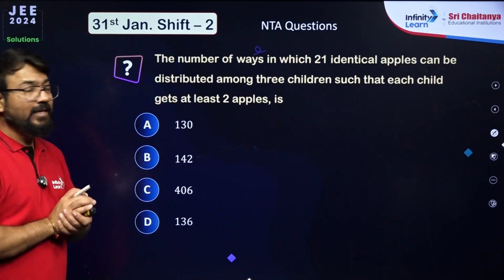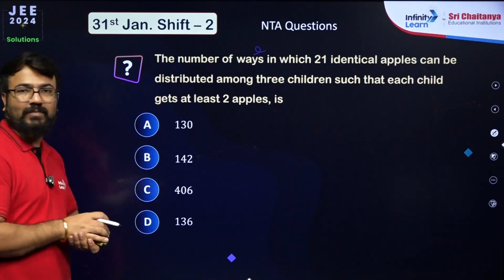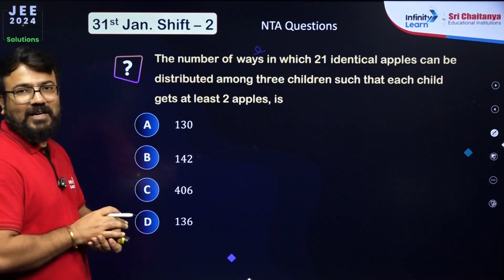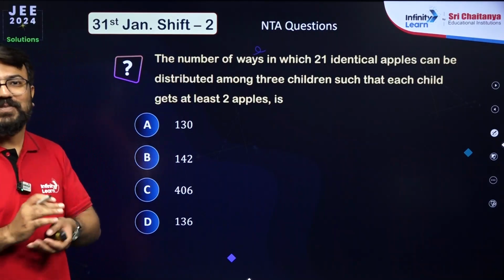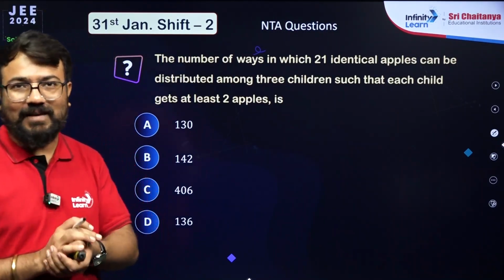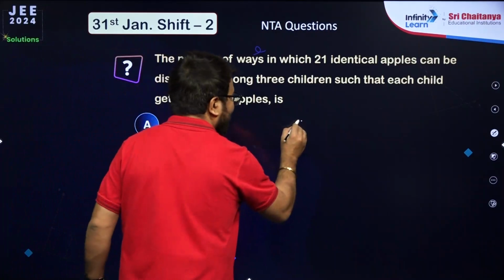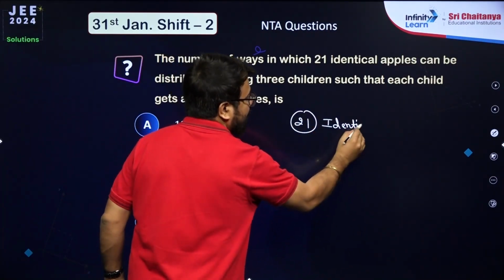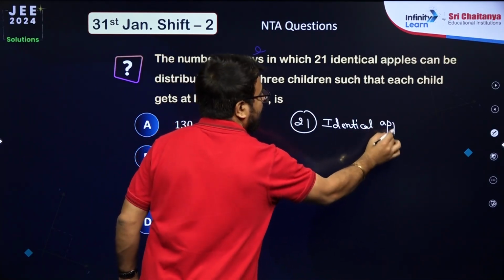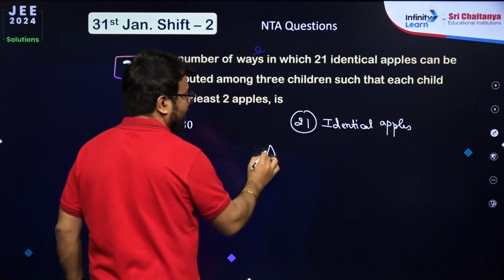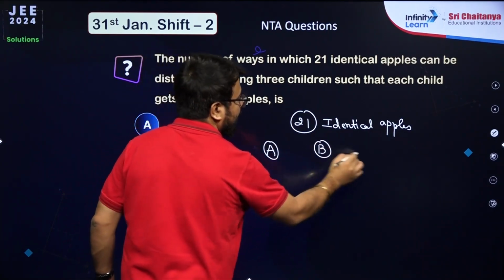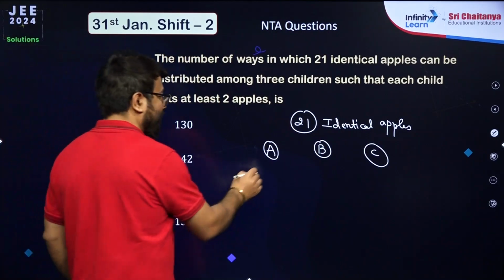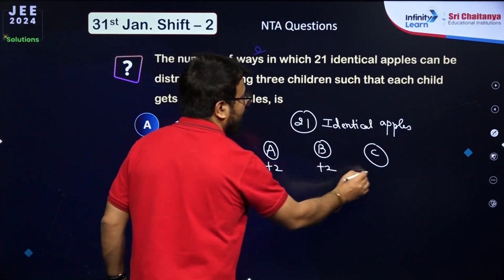Number of ways in which 21 identical apples can be distributed among 3 children such that each child gets at least 2 apples. So identical things need to be distributed to beggars, so the beggars method will be applicable over here. That means suppose 21 identical objects are with you, and I want to distribute to 3 persons, suppose A, B and C. And the condition is each child should get at least 2. So initially, first of all, distribute 2.